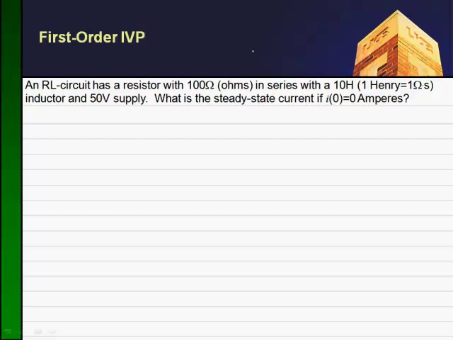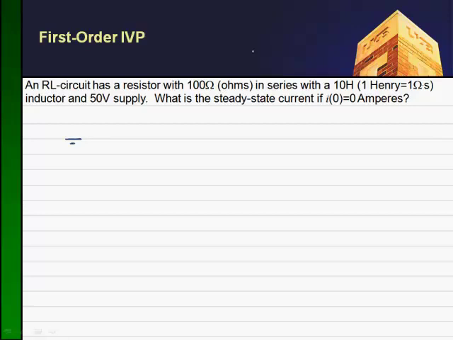Okay, so let's look at an example of an RL filter. We have an RL circuit with a resistance of 100 ohms, placed in series with a 10 Henry inductor and a 50-volt supply. We want to know what the steady state current is if I of 0 is equal to 0 amperes.